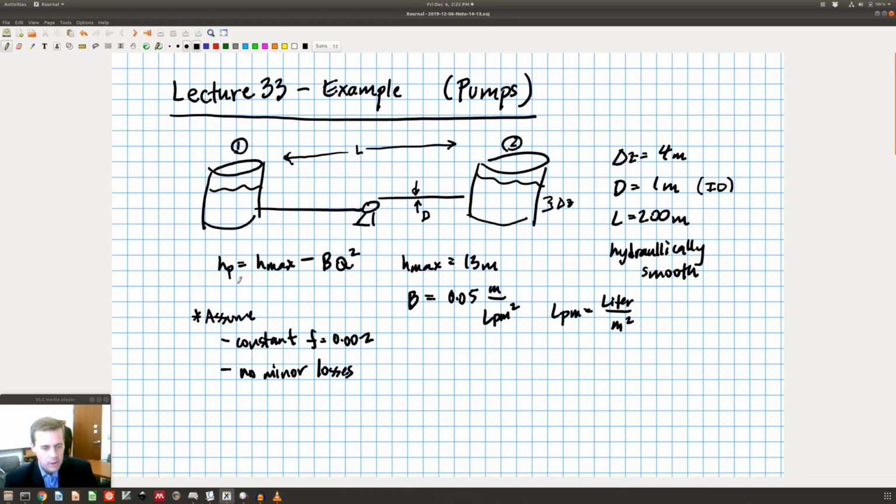So the pump has a performance curve given by this equation here. HP, which is the pump head, is given by H max minus B Q squared. I said this in class: for an ideal pump, you get something that's linear. For a non-ideal pump, typically you'll write down a pump curve in terms of some constant minus some other constant times Q to the N. This N is often 2, but it's whatever. This is just an empirical fit to the data. Here I've given H max, which is 13 meters, and B is this value here, 0.05. Okay, so that's our assumption.